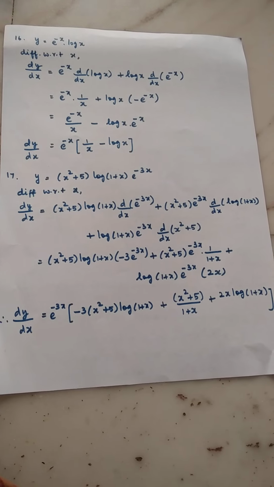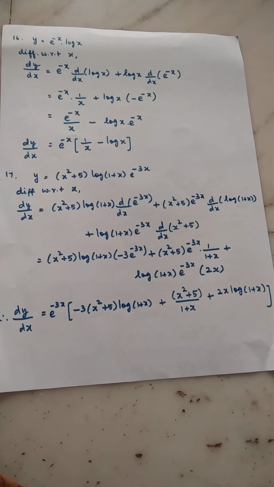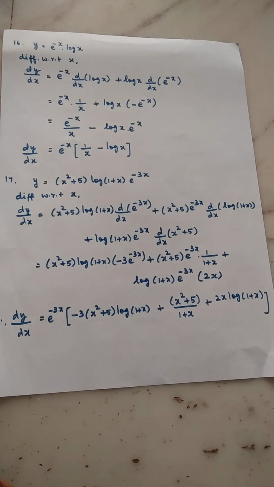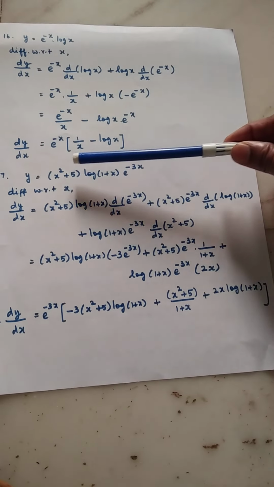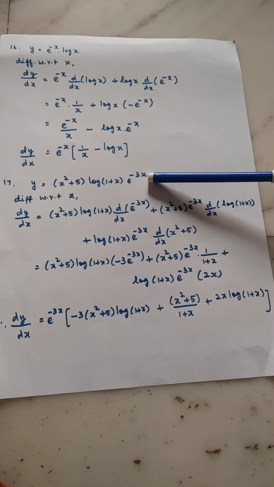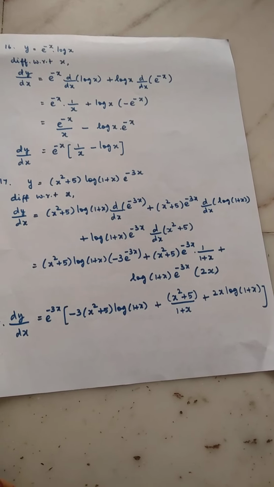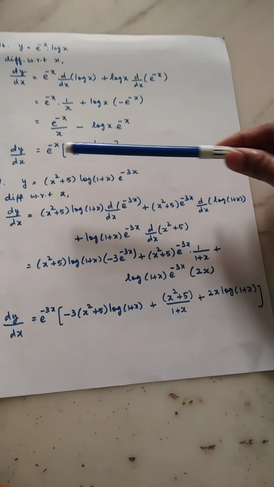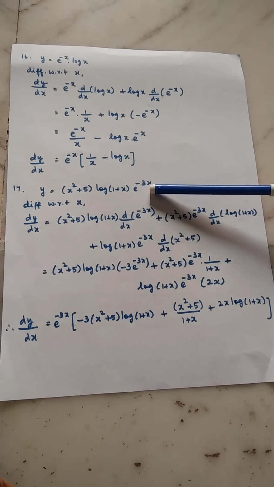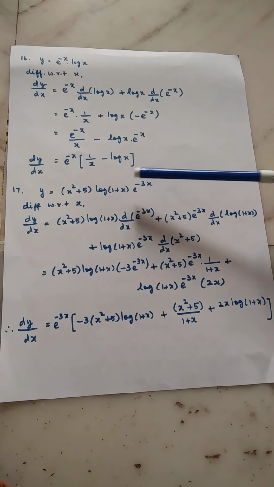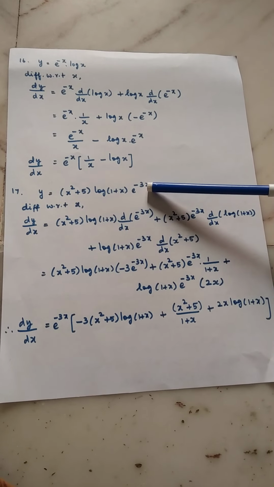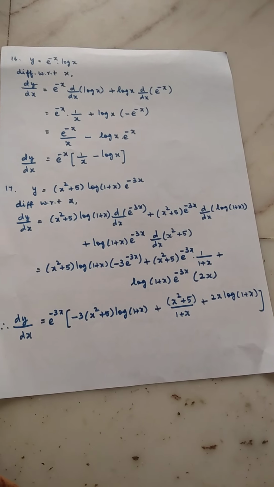Question number 17. y equal to x square plus 5 into log of 1 plus x into e power minus 3x. Here y is a function of x. You have a product of three terms. Applying product rule: keep the first two terms as they are, differentiate the third term, plus keep the first and third terms as they are, differentiate the second term, plus keep the second and third terms as they are, differentiate the first term.